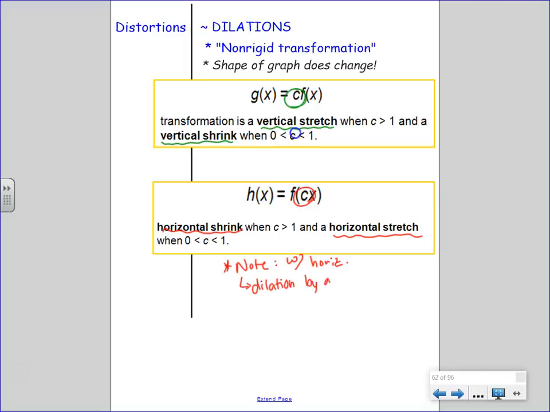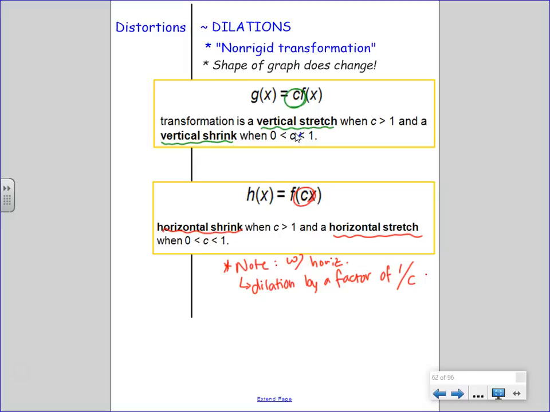by a factor of, why am I using factor? What does factor mean? What's going on if you have factors? They're next to each other, multiplied. So I'm talking about factors, I'm talking about multiplication. Factors of 12: 3 times 4, 2 times 6, 1 times 12. Those are factors, they multiply. So by a factor of multiplying by 1 over c.